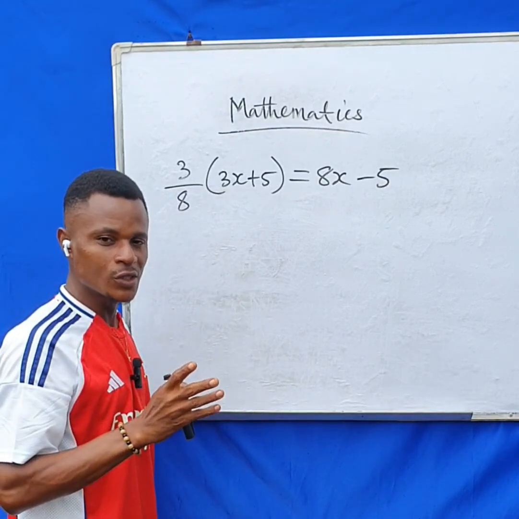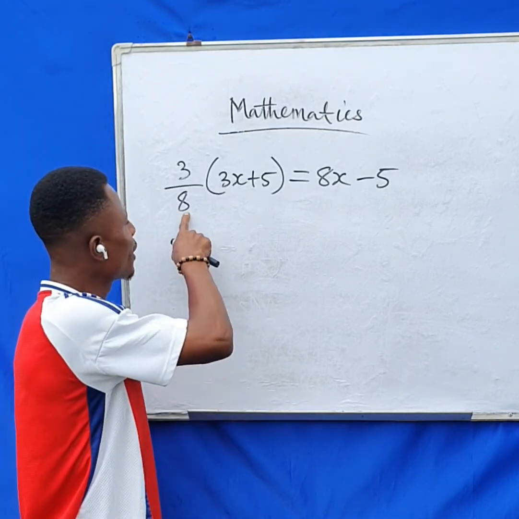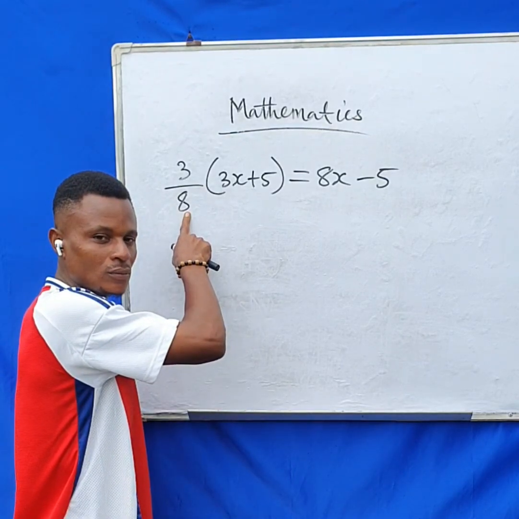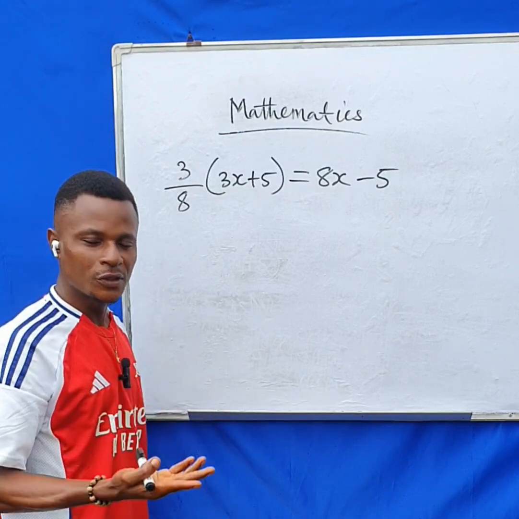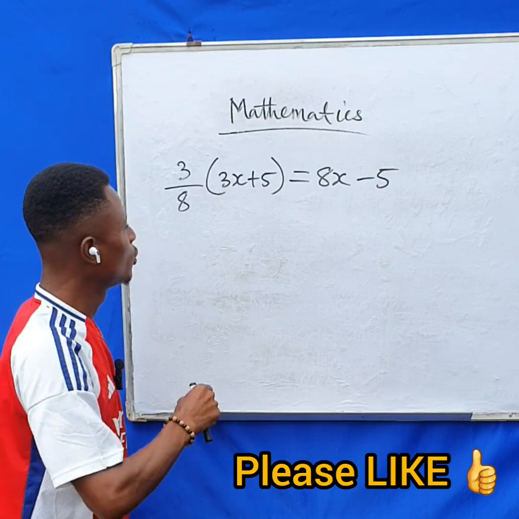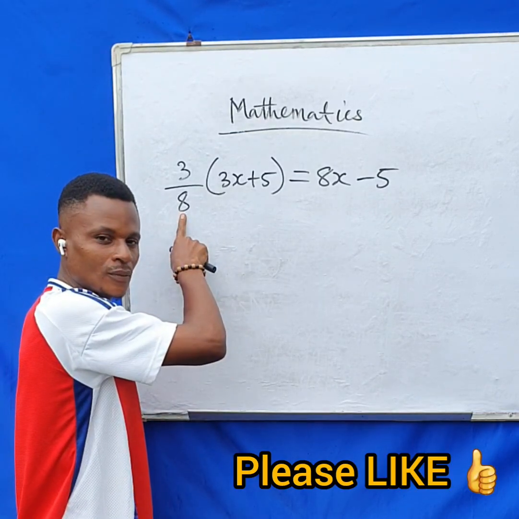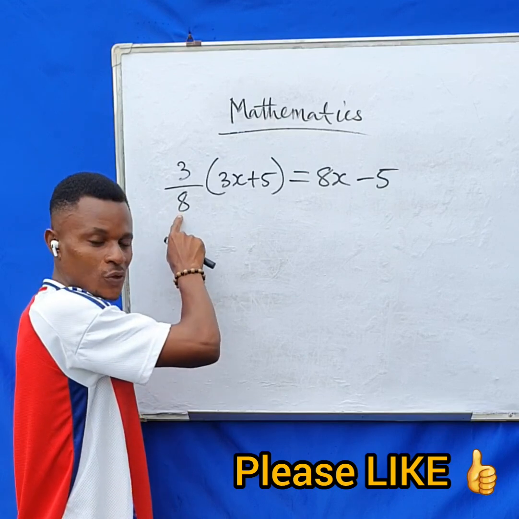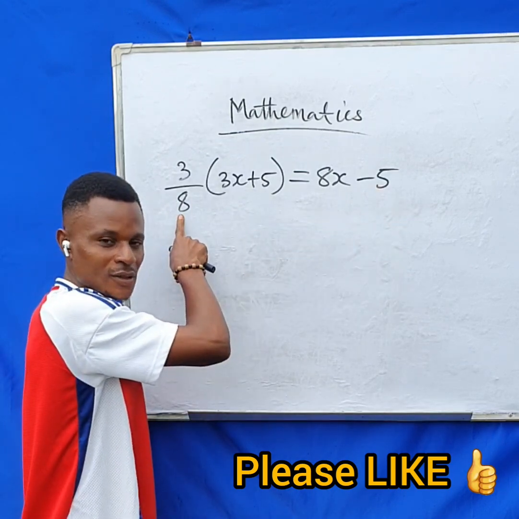If you want to solve this question, the first thing you need to do is to clear out this fraction. That's the first thing you need to do. Now the question is, how do you clear out the fraction? It's very simple. You have to multiply all through by this 8, because we have 8 as the denominator here.